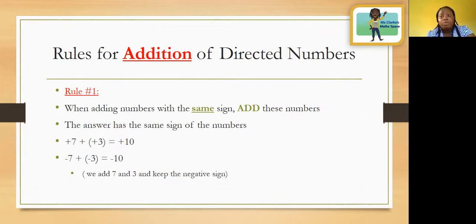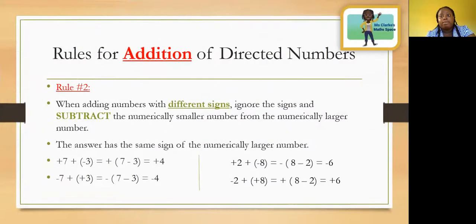And we're going to keep the sign of the numbers. The sign of the numbers is negative. It's negative 7, negative 3. 7 and 3 is 10, and we keep the sign of the negative numbers, which is negative. So it's going to be negative 10. So we add the 7 and the 3, and you keep the negative sign. So that's the first rule in terms of addition of directed numbers.